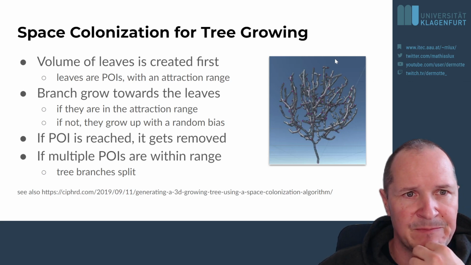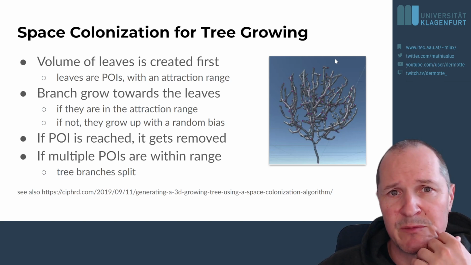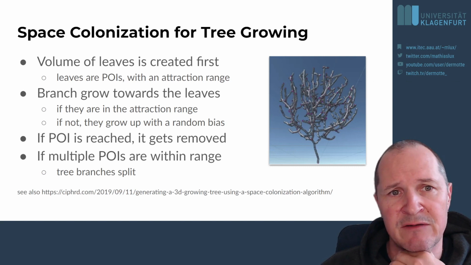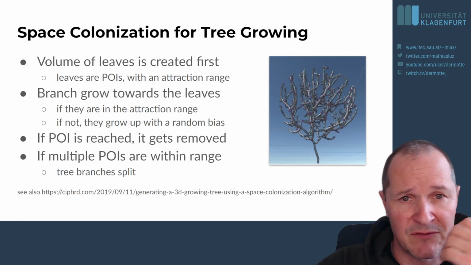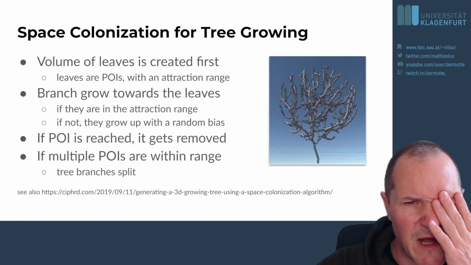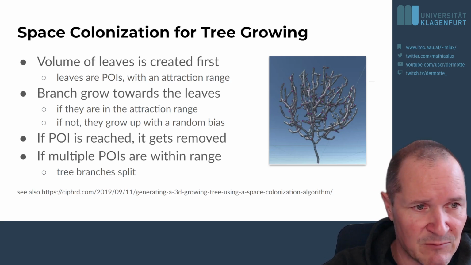But as soon as a point of interest is reached, it gets removed. If multiple points of interest are in range, then the tree branches split. So there is a link to it. You can actually try it out yourself to implement. I didn't go into that because that already sounds like, oh my god, so many parameters. How do I ever get this one stable again?